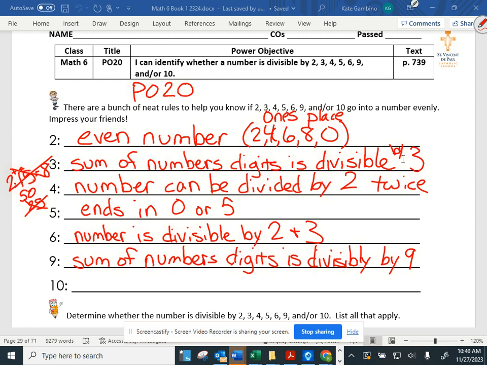Miss Gregory. How do we know if it's divisible by 10? This is an easy one. Zelda? If the number ends in 0. The number ends in 0.